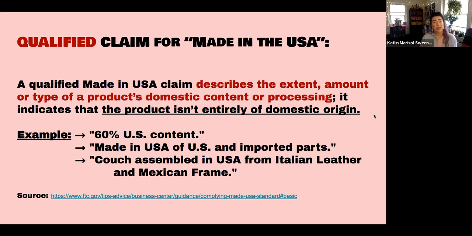We can also see this with made in USA of US and imported parts, where the manufacturing part of made in USA is foregrounded. And then the US and imported parts portion of this sentence is giving us the material side of things, right? Some of the materials are from here, but some of them are not. And then finally, couch assembled in USA. That's once again foregrounding where the product was manufactured. And then ending with from Italian leather and Mexican frame indicates for us that the materials that went into that couch that was assembled in the US are not American made.